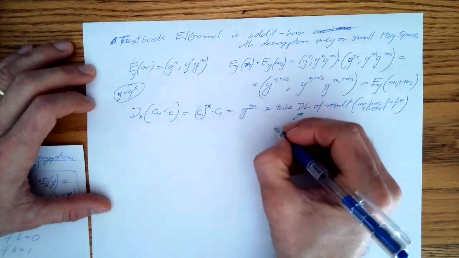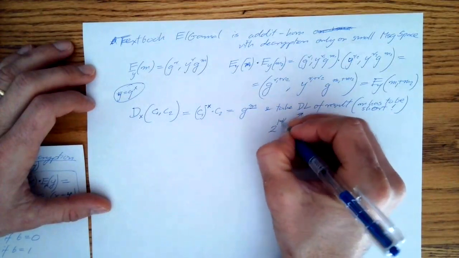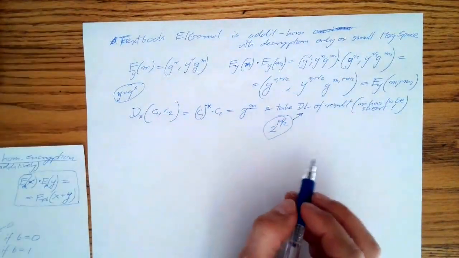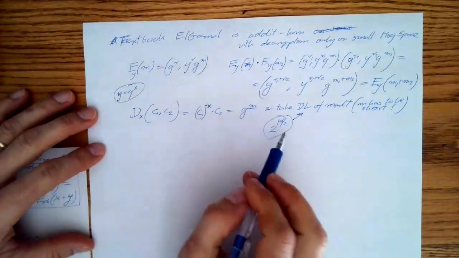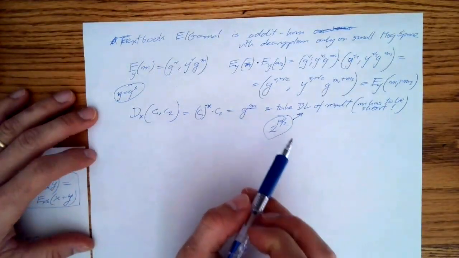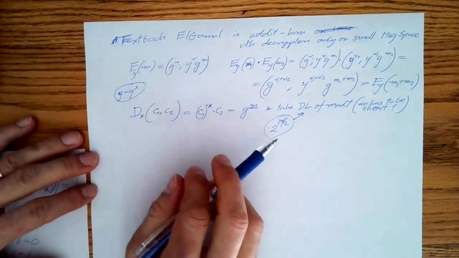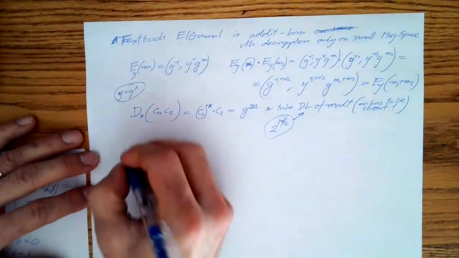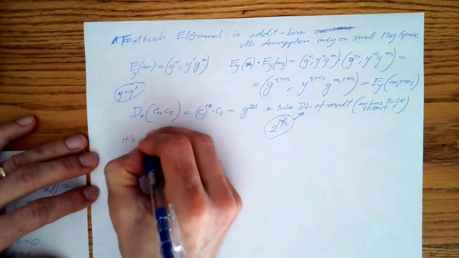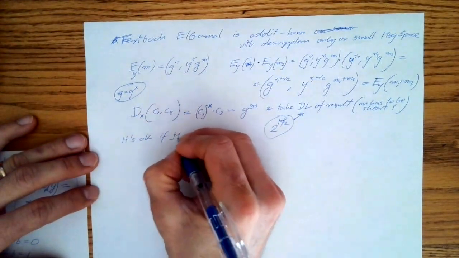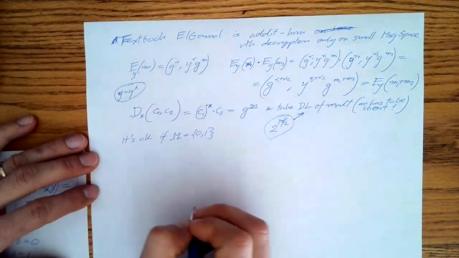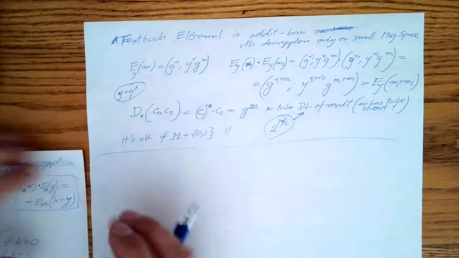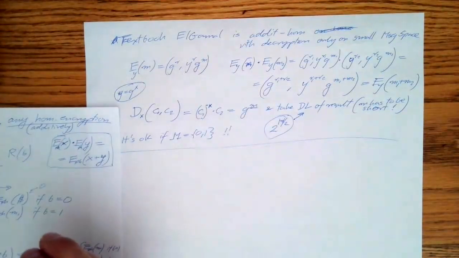How long does it take? It's 2 to the size of m over 2, the time for a generic discrete log algorithm, baby step, giant step. It's okay if the message space is bits, or any other short strings. And in fact, that's how we're going to use it in the MPC algorithm.